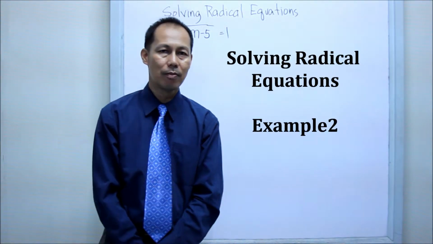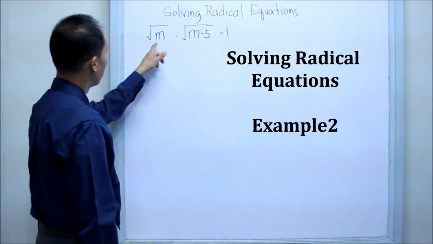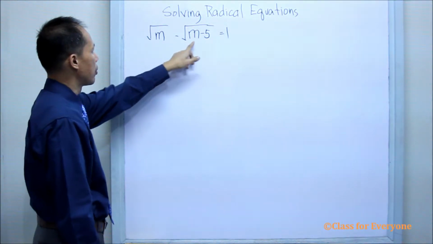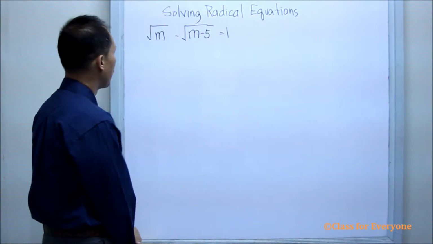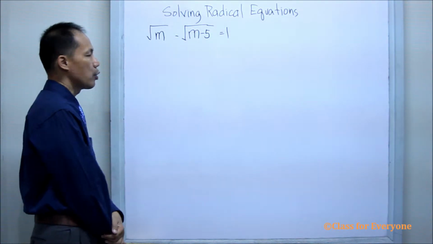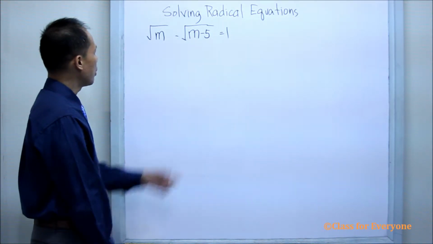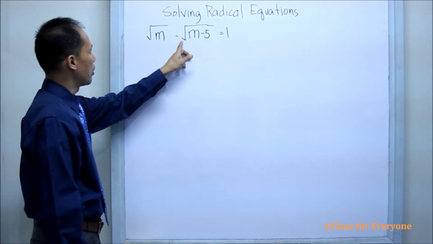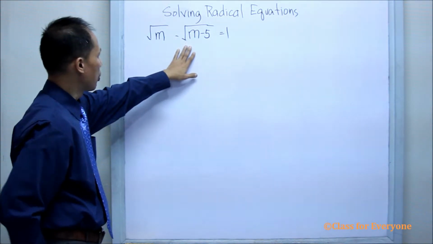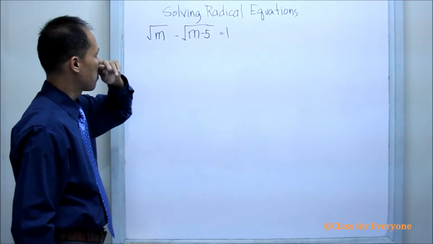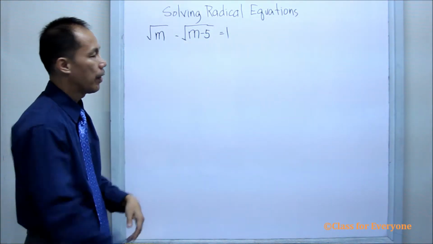We'll have another example in solving radical equations: the square root of m minus the square root of m minus 5 is equal to 1. The first step is to isolate one radical. It's better to isolate this one radical because this is a negative. So when we get the opposite of this negative square root of m minus 5, it will be just the square root of m minus 5.